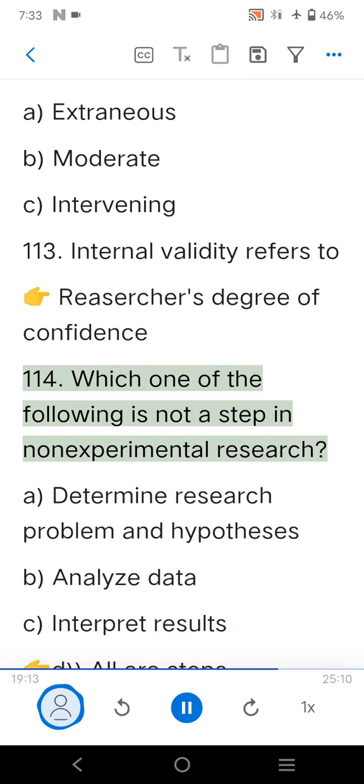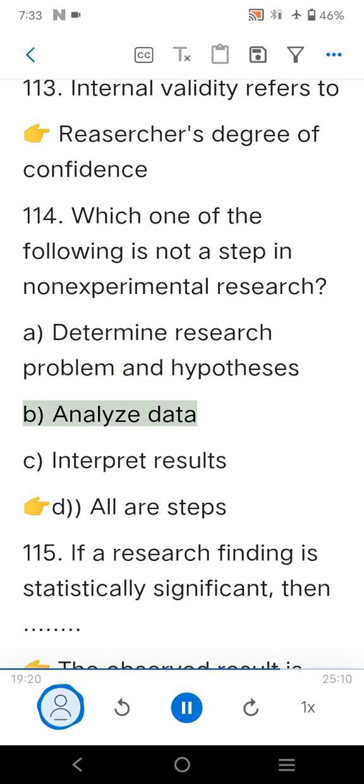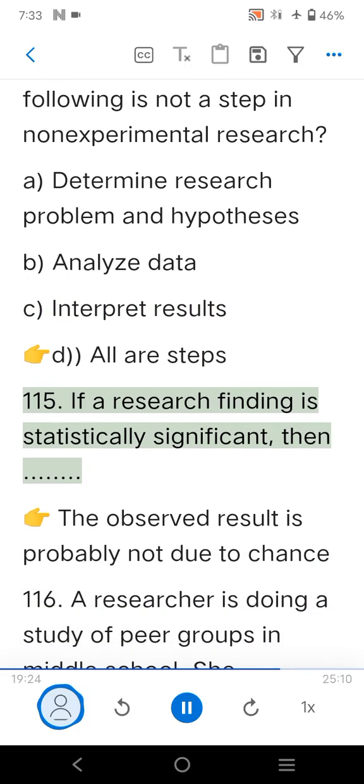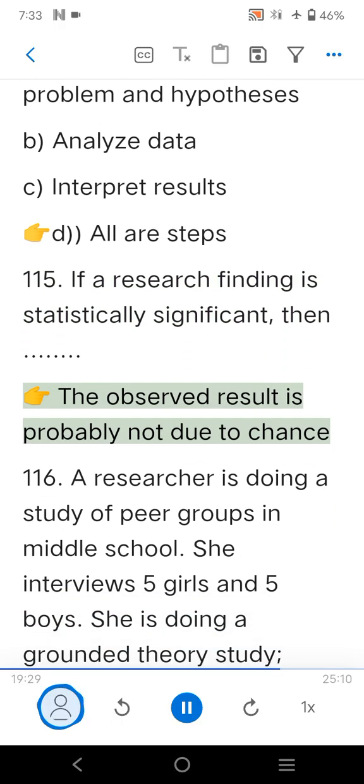114. Which one of the following is not a step in non-experimental research? A. Determine research problem and hypotheses. B. Analyze data. C. Interpret results. All are steps. 115. If a research finding is statistically significant, then the observed result is probably not due to chance.